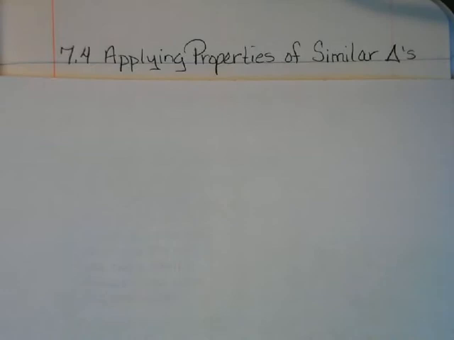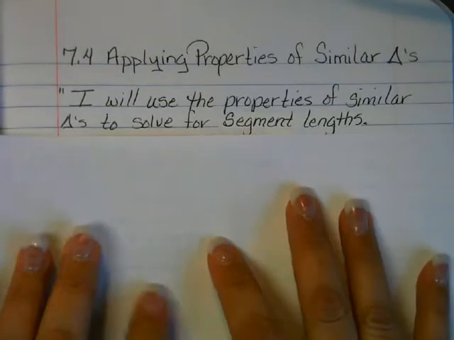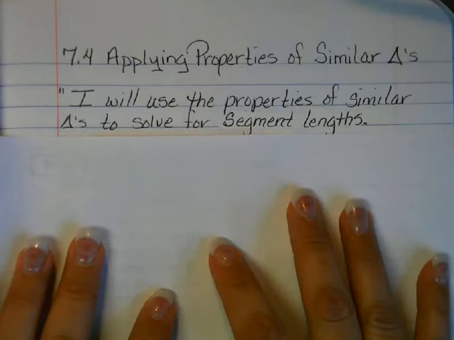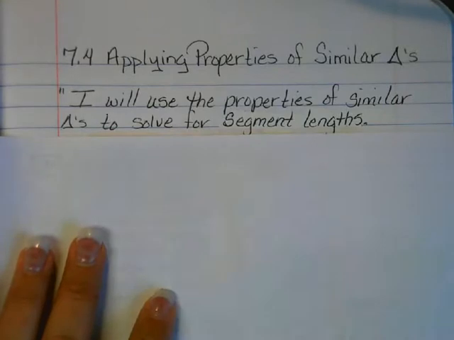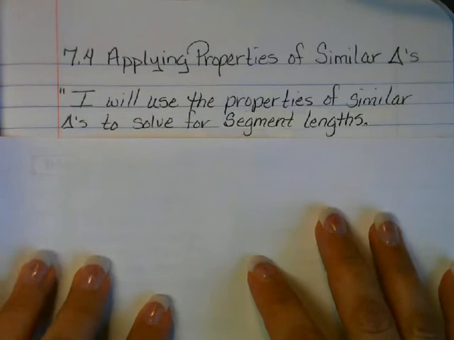Today we're going to do our 7.4 notes over applying the properties of similar triangles. So we need to start with our I will. It says, I will use the properties of similar triangles to solve for segment lengths. At this point, if you need to pause me so that you can write this down, please do so.